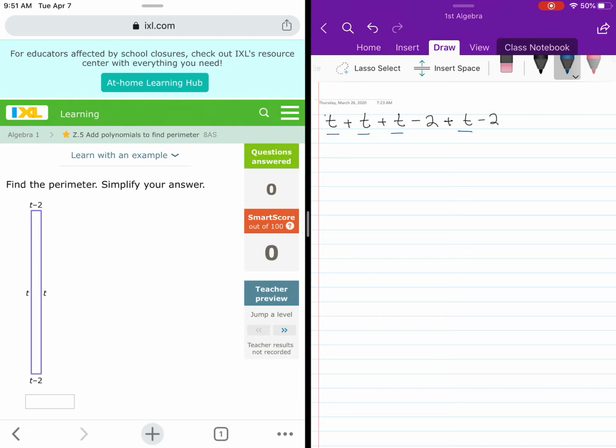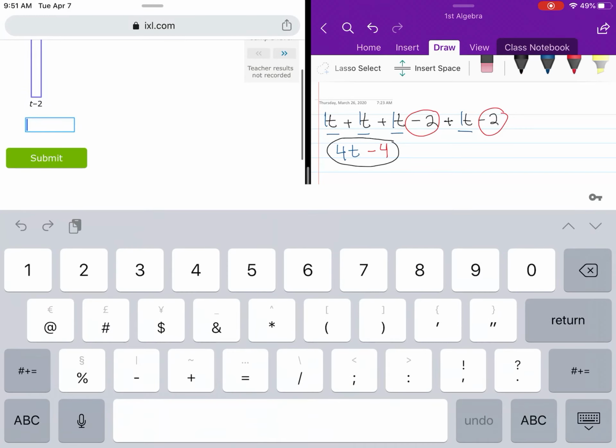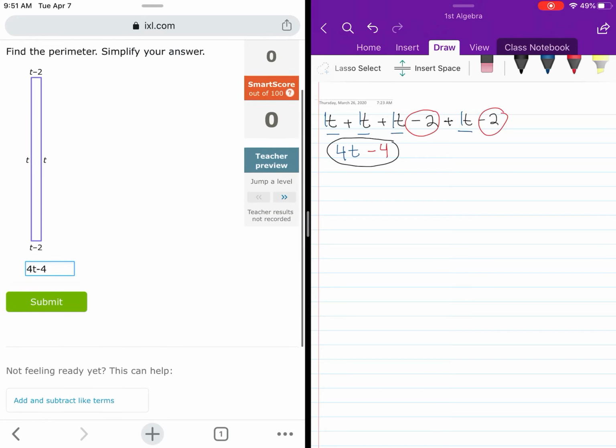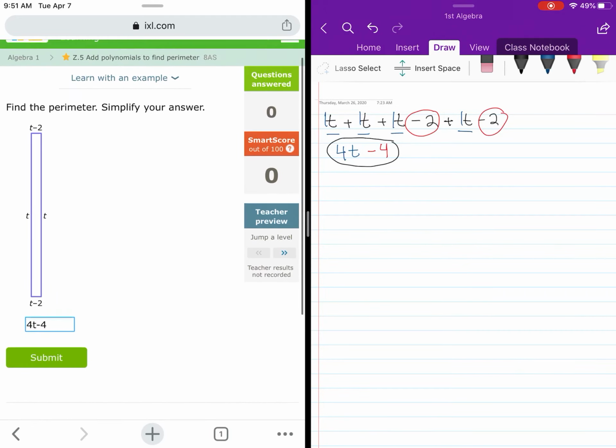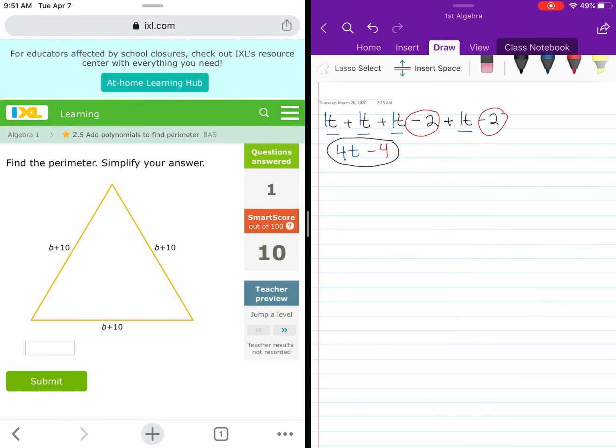Remember that if they don't have a number in front of them, they have a 1. So pretty much this is 1 plus 1 plus 1 plus 1. So that means I have 4 T. And then the other part that I have is my minus 2 and minus 2. So negative 2 minus 2, that gives me minus 4. And that will be my answer for the perimeter of this shape. So I have 4 T minus 4. That's all you're doing for this type of example. Submit and go on to the next one.